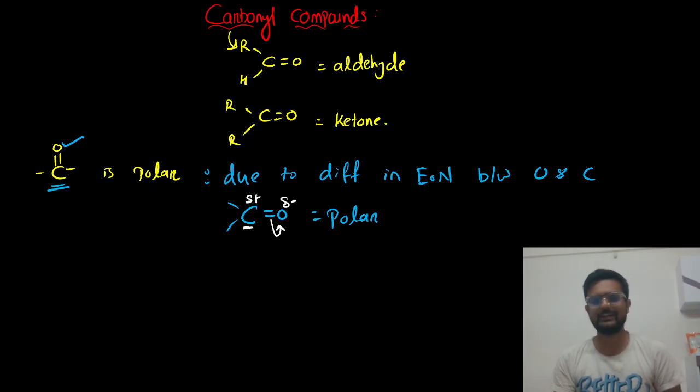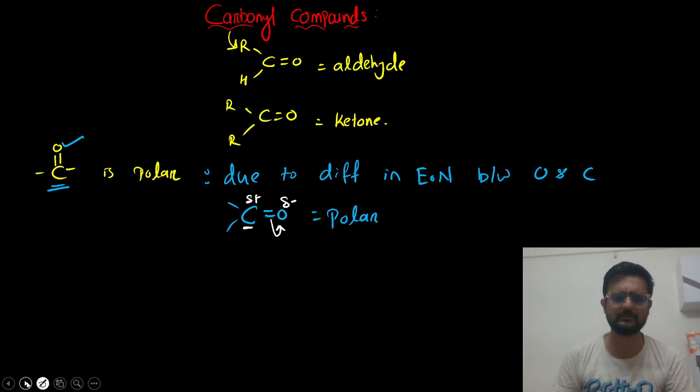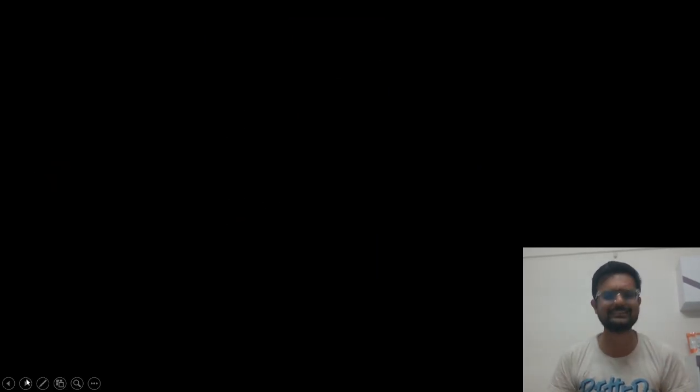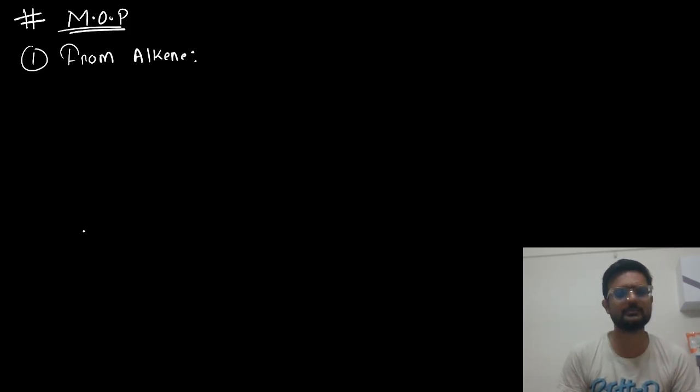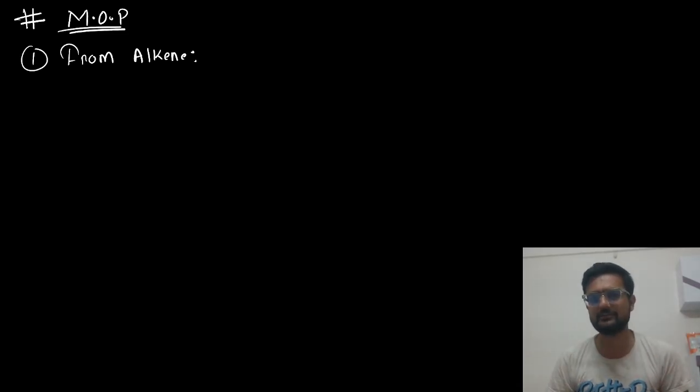Okay, so let's start with the very first part of this chapter, that is methods of preparation of aldehydes and ketones. We are going to do both simultaneously, right? So let's go with the methods of preparation of aldehydes and ketones. The very first method is from alkenes. From double bonded carbons, we can prepare aldehydes and ketones.